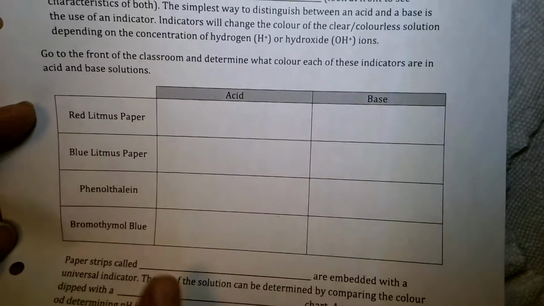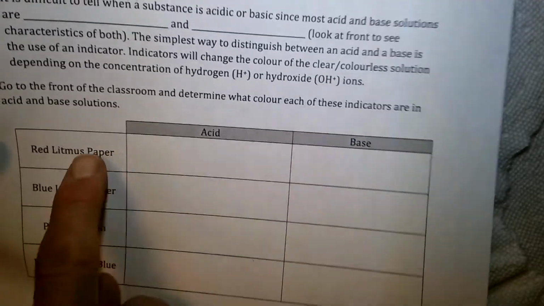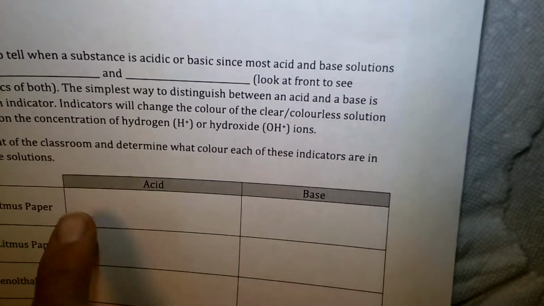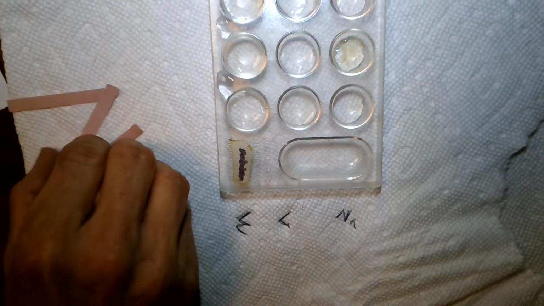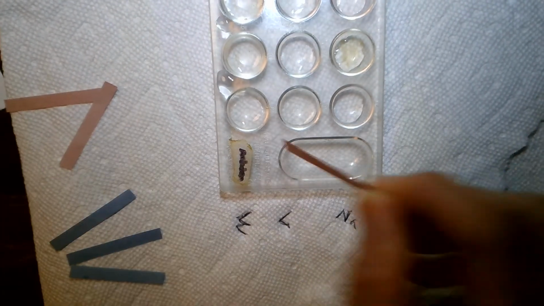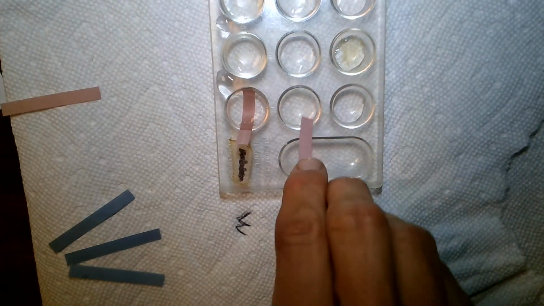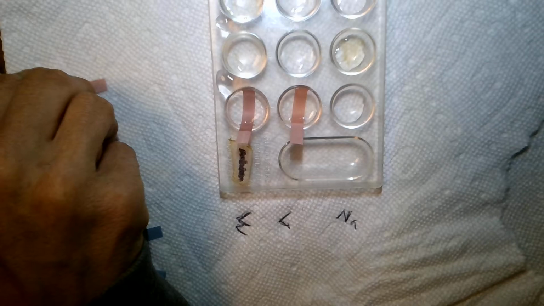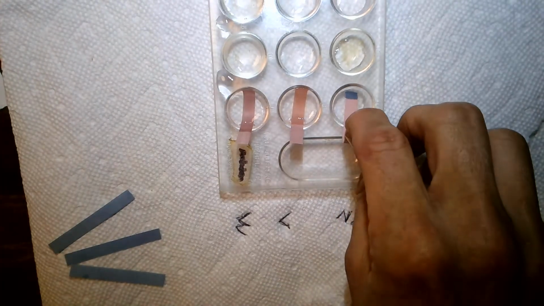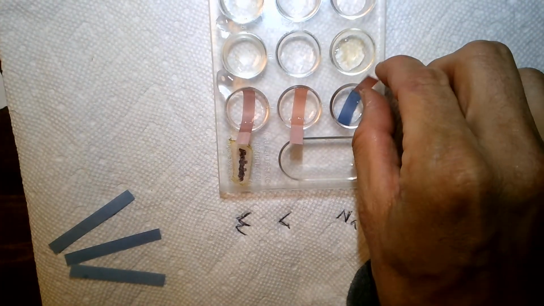All right, so you have this sheet, okay? So we're going to do red litmus paper first, and you're going to say if it changes in the acid or the base, okay? So I'm going to put red in each of these ones here. Oh, that one changed pretty good there.